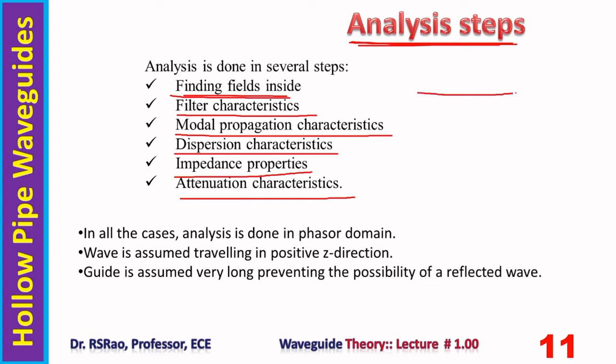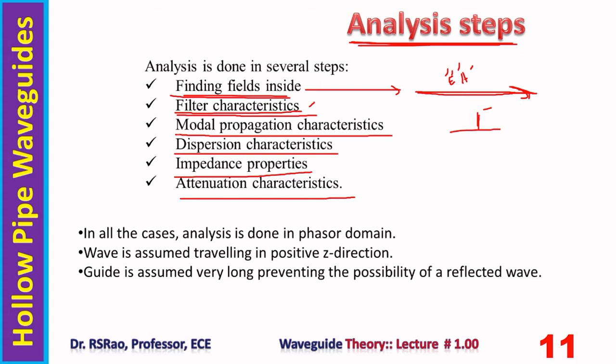See, when the wave is traveling through the guide, wave means it is an electromagnetic wave, so it is involved with electric vector, magnetic vector. What is E? What is H? Finding fields inside means when the wave is traveling through the waveguide, what is E? What is H at an arbitrary point inside the guide? Filter characteristics. As already mentioned, guides are high-pass filters. What is the cutoff frequency? What is the cutoff wavelength? That is the main aspect which we investigate under filter characteristics.